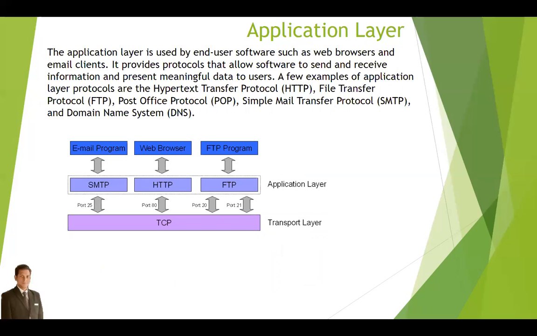Application layer. The application layer is used by end user software such as web browsers and email clients. It provides protocols that allow software to send and receive information and present meaningful data to users. A few examples of application layer protocols are the Hypertext Transfer Protocol, File Transfer Protocol, Post Office Protocol, Simple Mail Transfer Protocol, and Domain Name System.